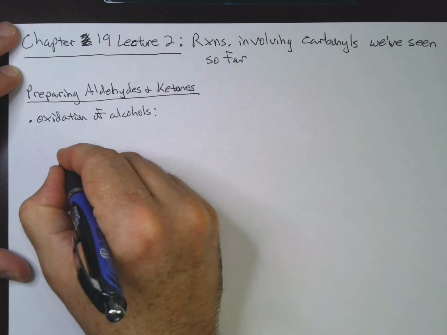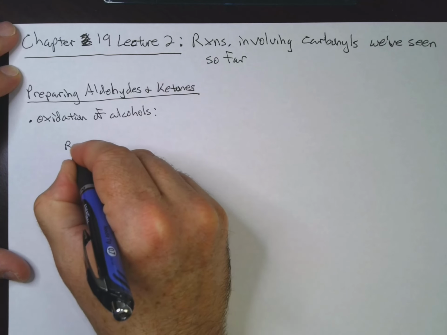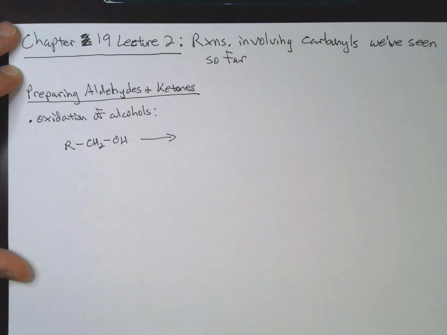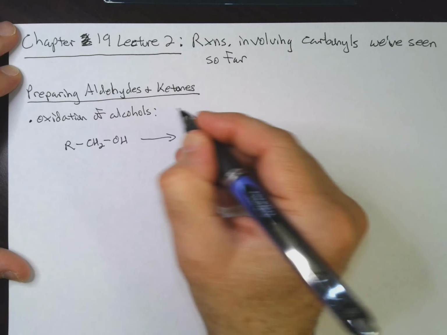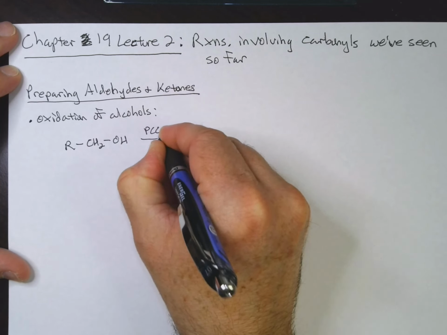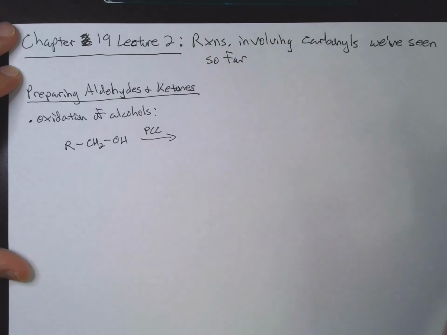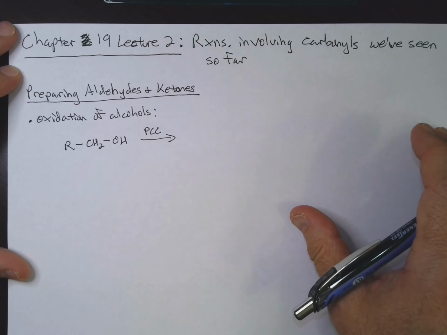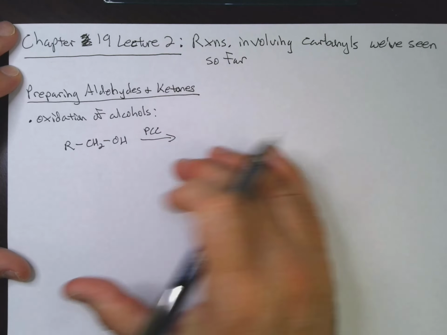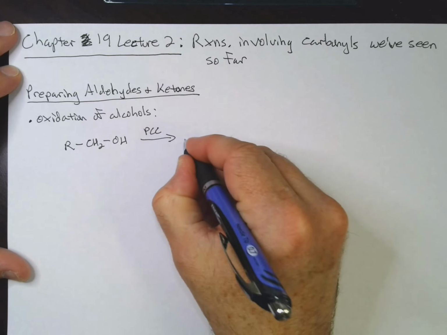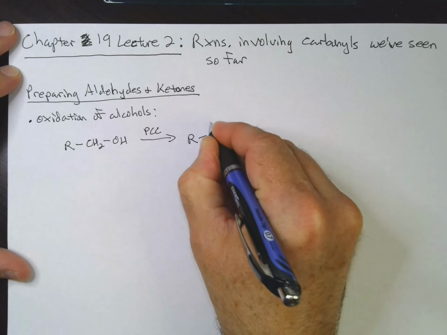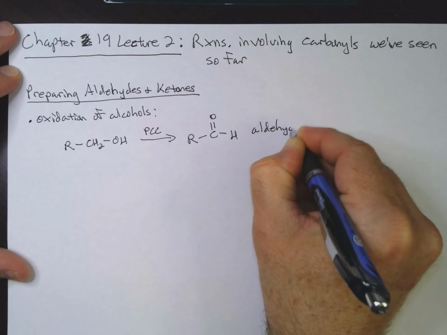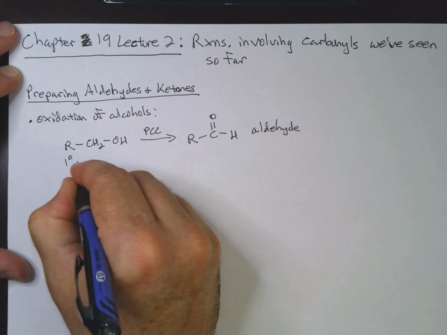If we have a primary alcohol and we oxidize that using something like PCC, or the text refers to a different reagent, I think it's called the Dess-Martin reagent, but it's another gentle oxidizing agent, you'll get RC double bond O. We've got an aldehyde. That's from our primary alcohol.